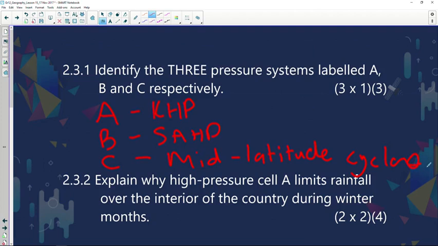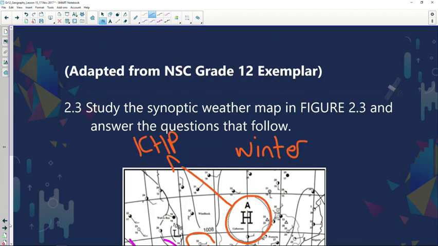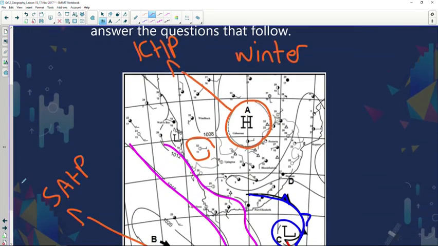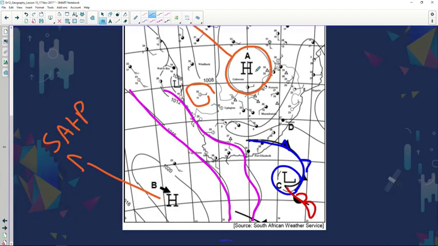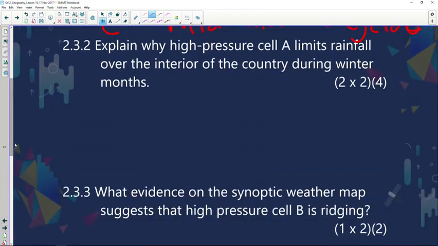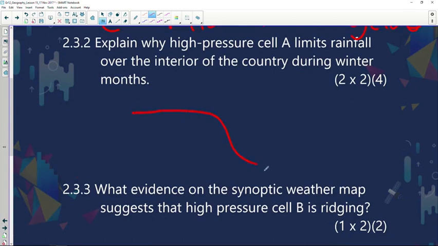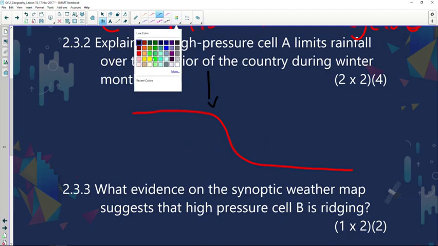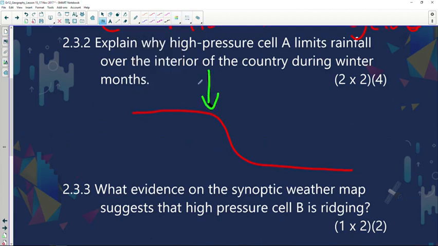Explain why the high pressure cell A limits rainfall over the interior of the country during winter months. As you can see on the weather station models, most of them don't show any rain, precipitation, or cloud cover. The reason for this is the strong subsidence of the high pressure system over South Africa. So if I can quickly draw a cross section, in winter months the Kalahari high pressure system creates a strong subsidence, sinking air.